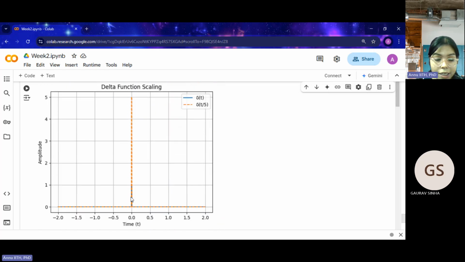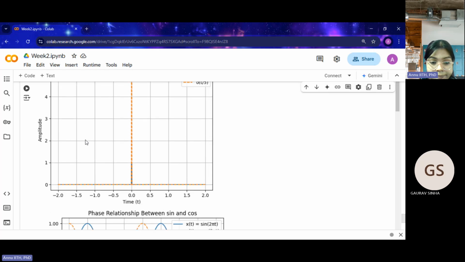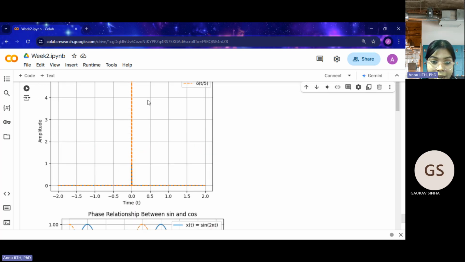The orange color is delta(t by 5), and from the scaling property it is 1 by 5, but at the same time you can see the amplitude is increased by 5 in the discrete time. Since it is discrete time, the amplitude increases by 5. If it is continuous time, it will not be; the area will be infinite. Sorry, the value will be infinite. So that's why it is scaled by 5.